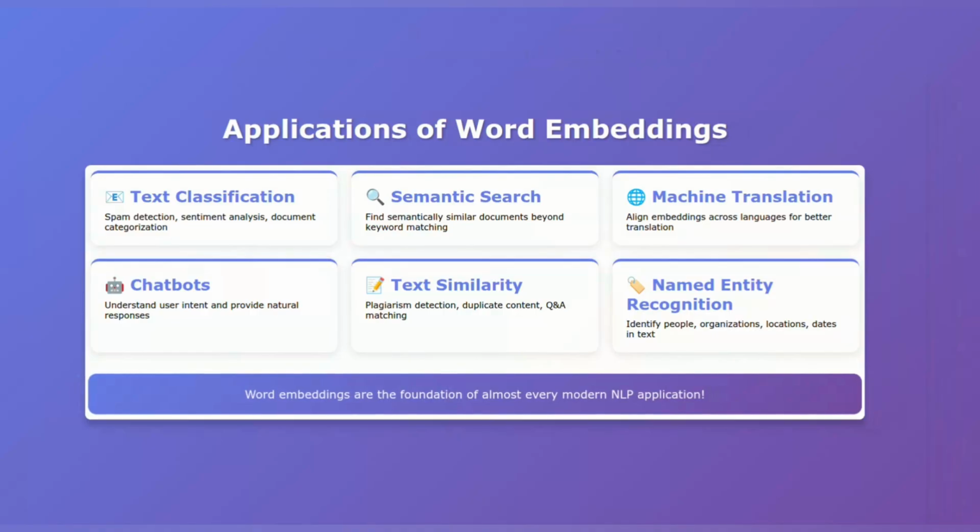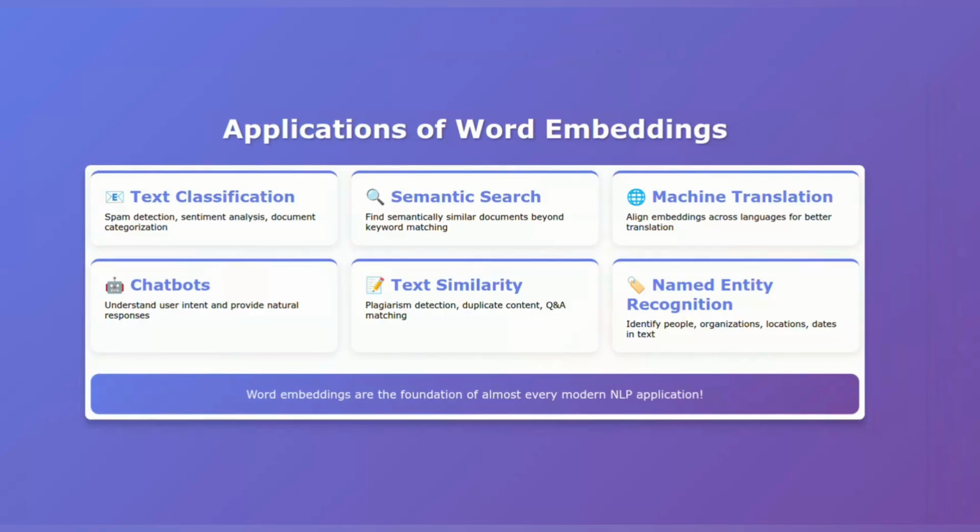Semantic search and information retrieval. Instead of just matching keywords, you can find documents that are semantically similar. So if someone searches for car, your system can also return results about automobile or vehicle because the embeddings know these words are related. Machine translation. This is fascinating. You can align word embeddings across different languages. If you learn that cat in English and gato in Spanish have similar contexts, you can map them together for translation.